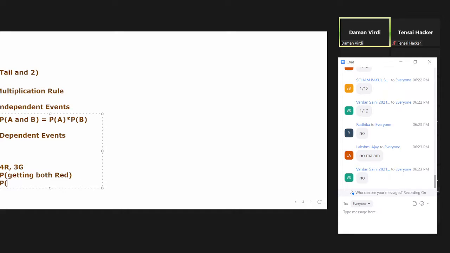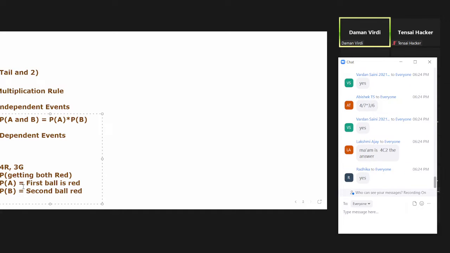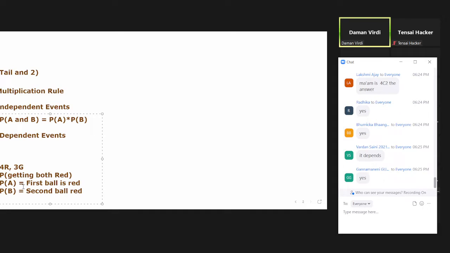Basically, here two events are happening. Probability of A: the first ball is red. Probability of B: the second ball is red. Now tell me, is getting the second ball red dependent on the first ball being red? Vardhan, it depends upon what? Basically, the probability of getting a red ball is 4 by 7.